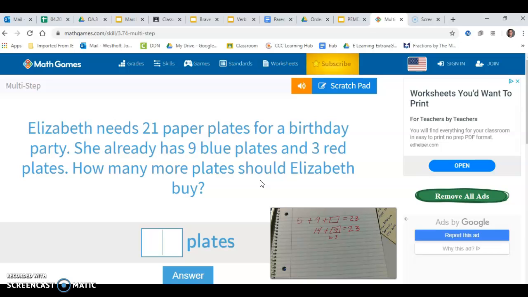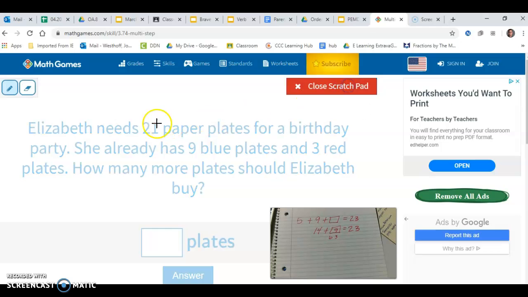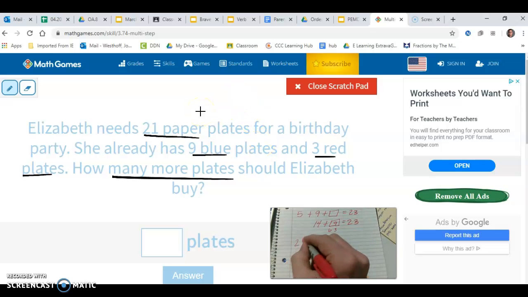Elizabeth needs 21 paper plates for a birthday party. I'm going to underline that. That's important. She already has 9 blue ones and 3 red ones. How many more plates does she need to buy? This time I'm going to work on it, but I'm going to count down. So I could start at 21. I could say, well, I already have 9, so minus 9. And I already have 3, so minus 3. That's also what I could do, is I could take a shortcut and I could say 21 minus 12. That's the same thing.